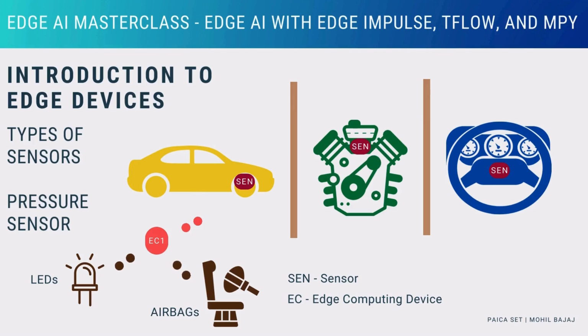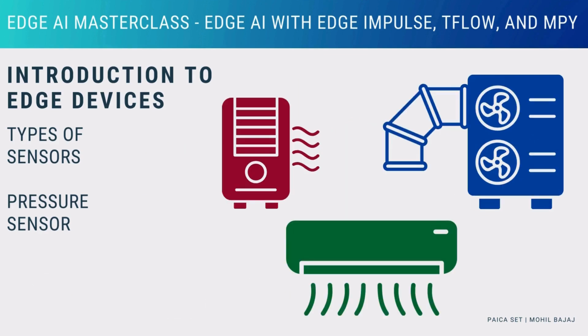In Level 3 self-driving cars, pressure sensors are used to ensure that the driver's hands are always on the steering wheel, ready to take control if needed. They are also used extensively in air purifiers, air conditioners, and HVAC or heating, ventilation, and air conditioning systems to regulate airflow for climate control and to detect clogged filters by measuring the pressure difference between incoming and outgoing air.